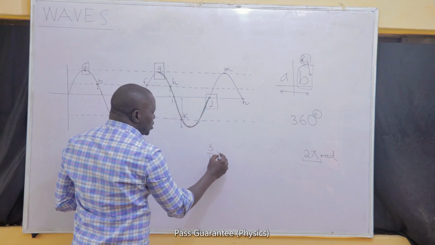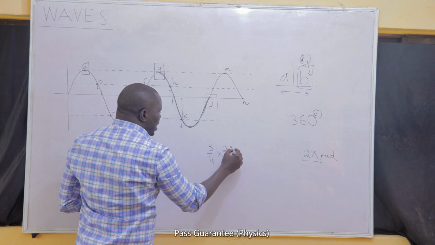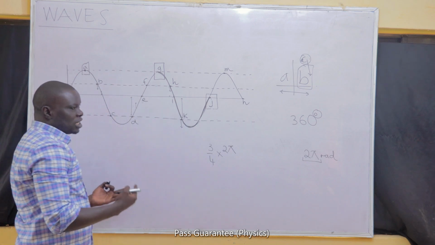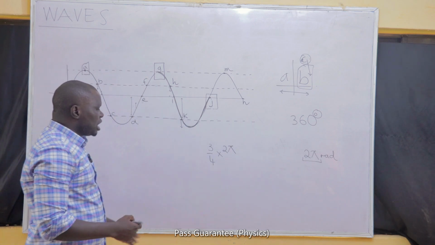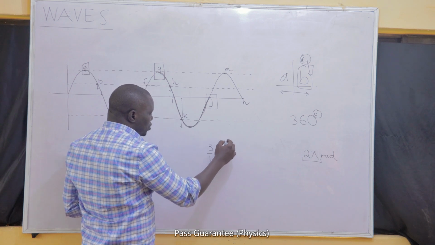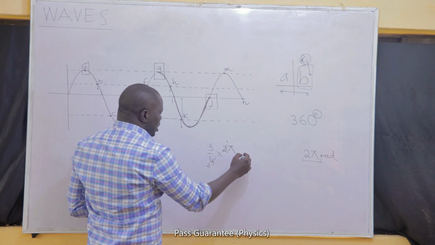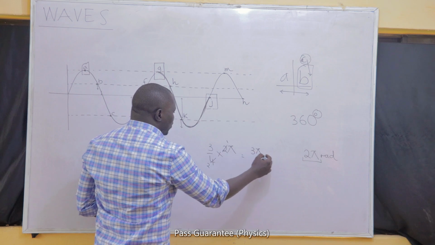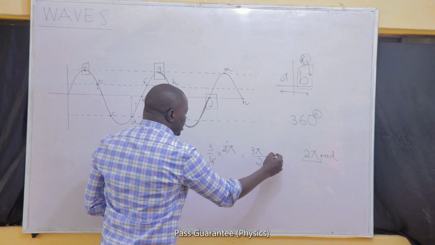What I need to do now is to multiply 3/4 with my 2 pi, because a cycle is 360. So 3/4 of a cycle will be 3 all over 4 times 2 pi. If I do that, I will have 2 here 1, 2 here 2. And the answer should just be 3 pi all over 2. That is my answer in radian.